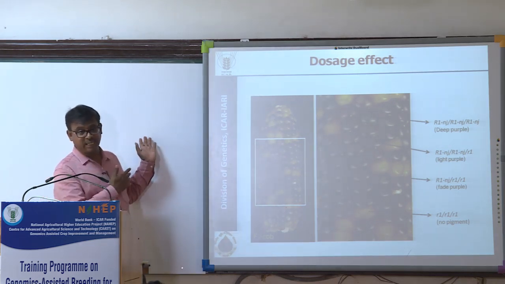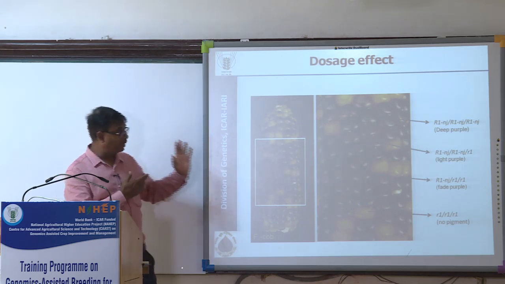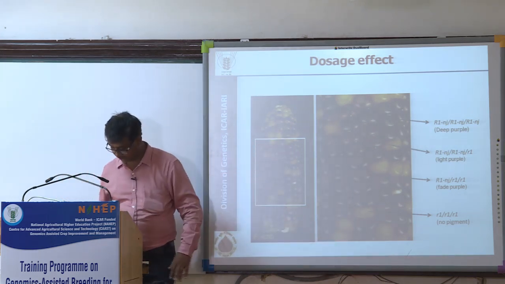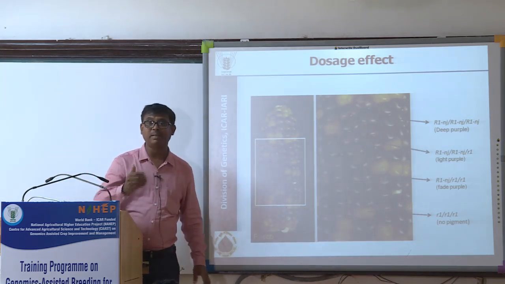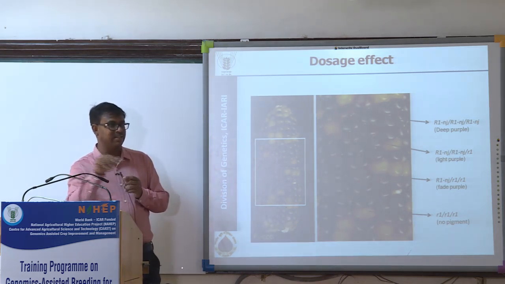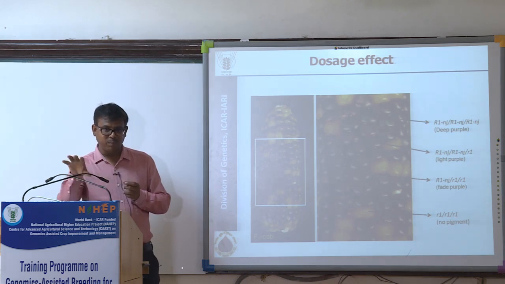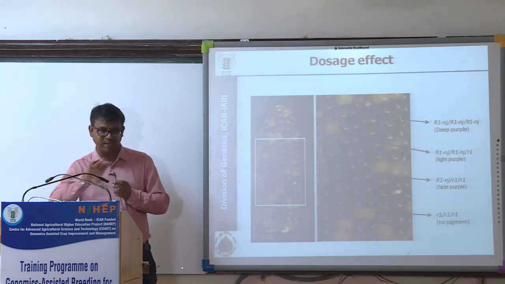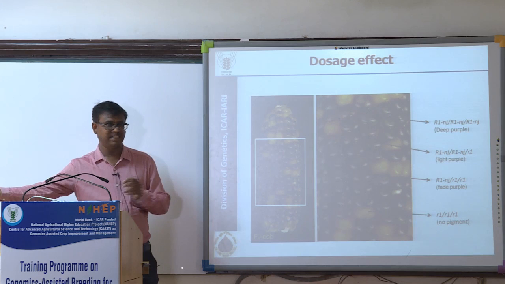In some cases like sugary and shrunken, we do not have a dosage effect, but here we have a dosage effect. How can the dosage effect be explained? You have 3 genes, and every gene is getting transcribed and translated. So, more protein means more activity, means more final pigmentation. That is what it is.